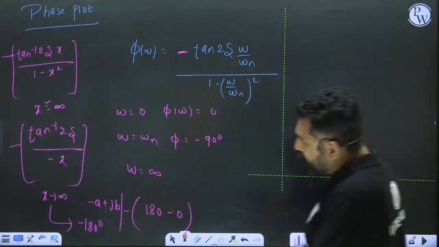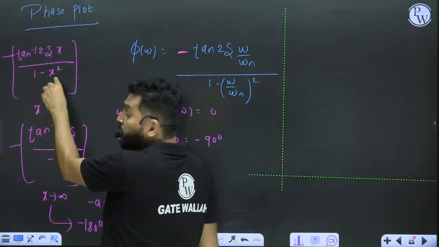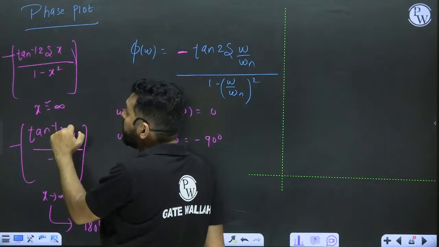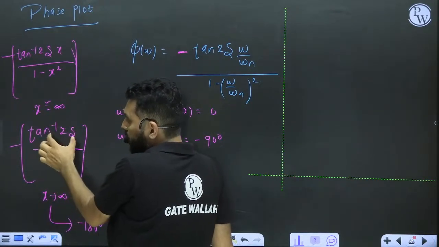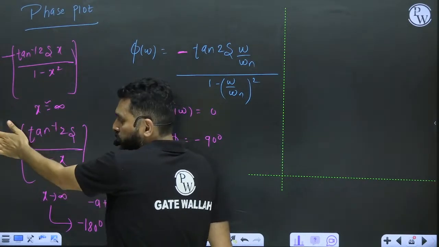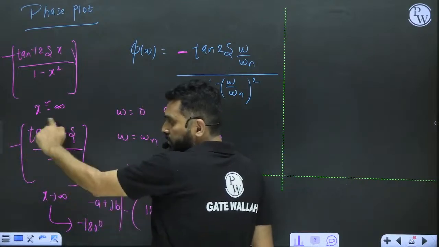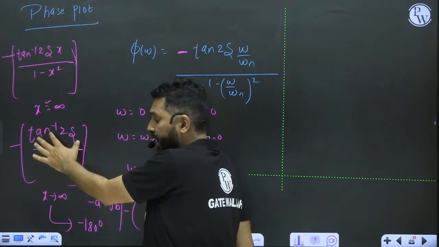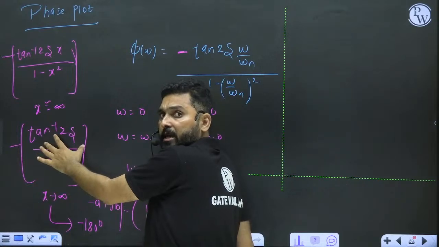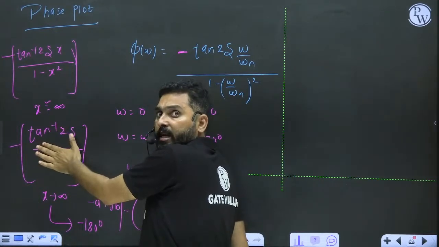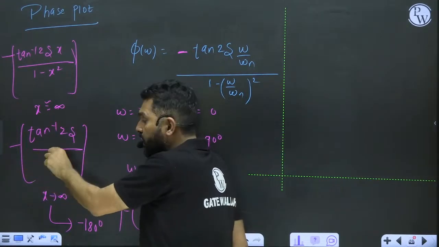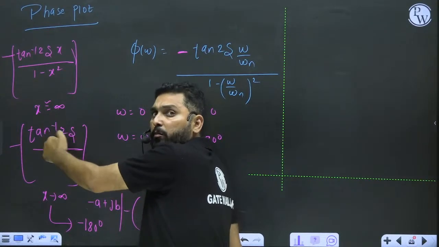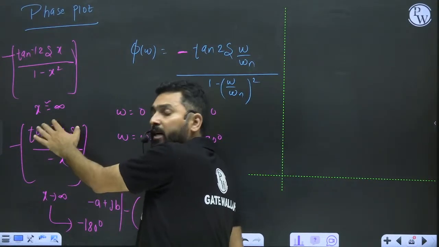When x is tending towards infinity, this term is very, very large. So we are left with minus x square, the x terms cancel, and this is now the case. Forget about this minus sign. This is the case of minus a plus jb, and it is a case of the second quadrant. So second quadrant means 180 degrees plus theta. So theta is tan inverse of 0, because when you put infinity, it becomes 0. Tan inverse of 0 is 0.